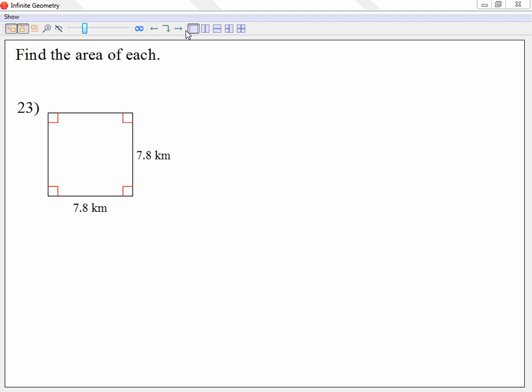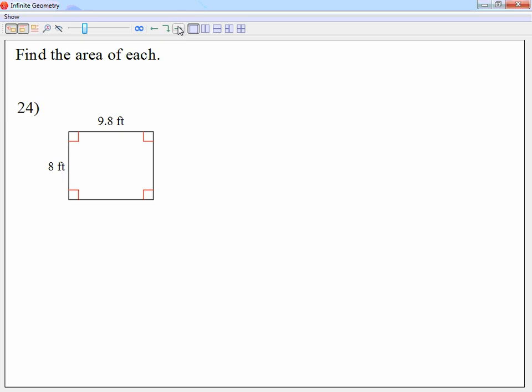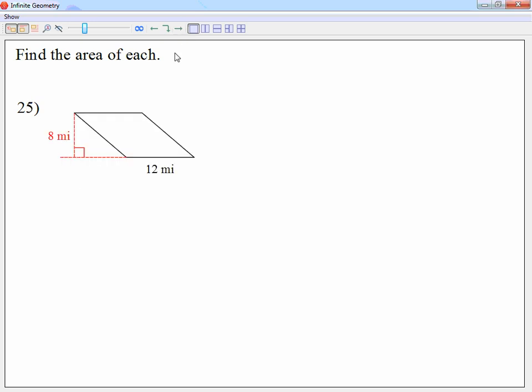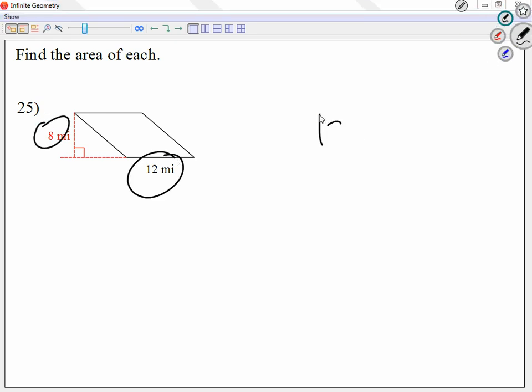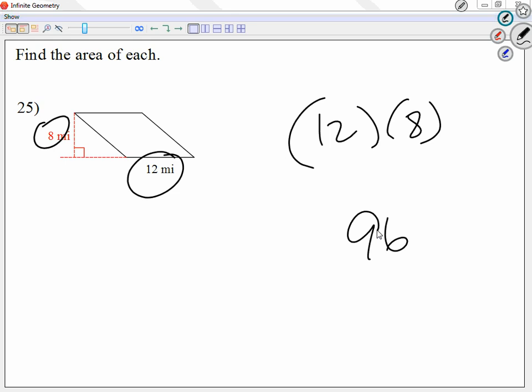And then, there's another rectangle for number 24. For 25, let me deal with a parallelogram. Parallelograms look like a slanted rectangle, so I'm going to treat them like a rectangle. The two numbers that I'm going to multiply are 12 and 8. So 12 times 8. Remember, a parallelogram looks like a slanted rectangle, and I'm going to treat it the way I treat a rectangle. Multiply the two numbers across the 90 degrees. So in this case, 96. No half because it's a rectangle.